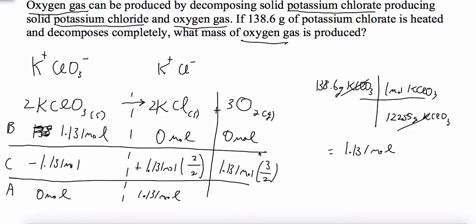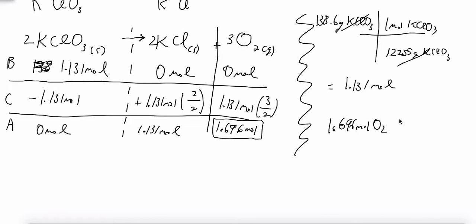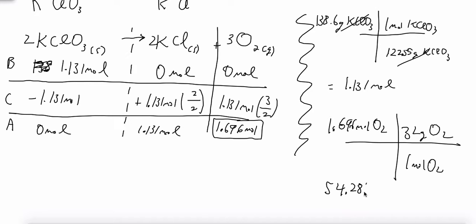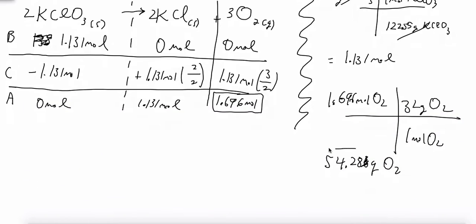But the question was asking you about oxygen gas. And when you do this out, you get 1.696 moles. And it asked for mass. So although this is our answer, we're going to go ahead and convert that to grams. So I'll do all my conversions over here on this side. 1.696 moles of O2. Per every 1 mole of O2, there's 32 grams of O2, and we're going to get 54.286 grams of O2. 54.28, because we have 4 significant figures here, and we have 4 significant figures there. So that's the answer for the first one.